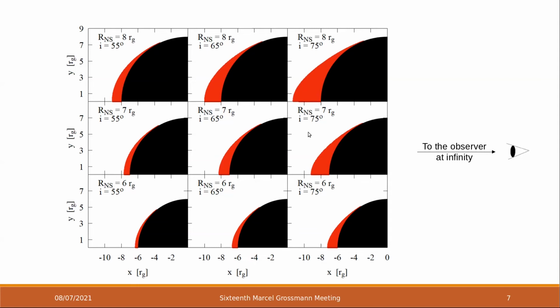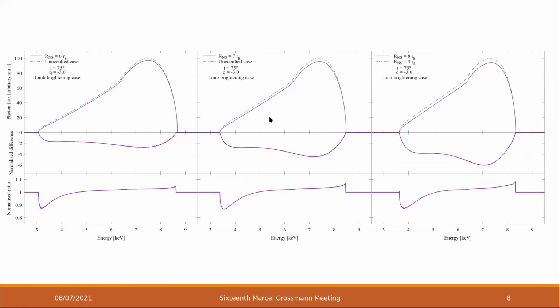iron K alpha profiles. And we see the loss in flux. You see here 3 cases for larger and larger neutron stars, and in green here you have the unocculted cases, compared with the purple ones, which are the actually occulted cases by neutron stars of 6Rg, 7Rg, and 8Rg.